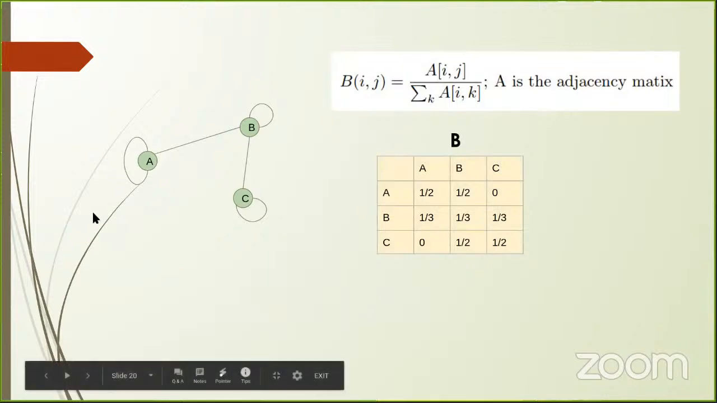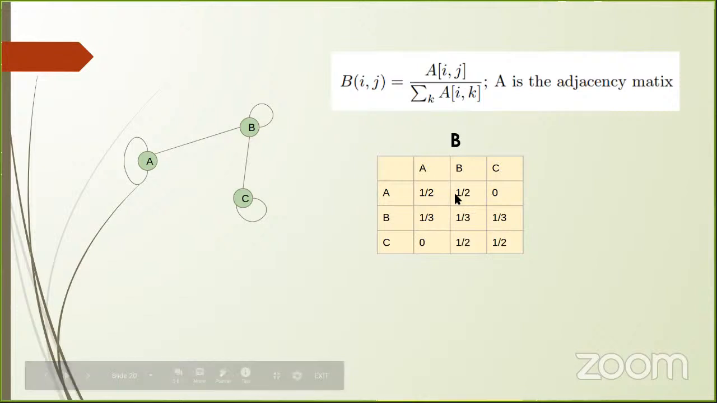Say this is your graph. This is your normalized adjacency matrix. Do you see how we normalized it? A is connected to A and A is also connected to B, and it's not connected to C. So the sum of this row was 2. We divided each entry by 2, so 1 by 2, 1 by 2 and 0. Likewise, B has 3 connections of weight 1 each, so 1 by 3, 1 by 3 and 1 by 3. And likewise for C. So this is your normalized adjacency matrix.